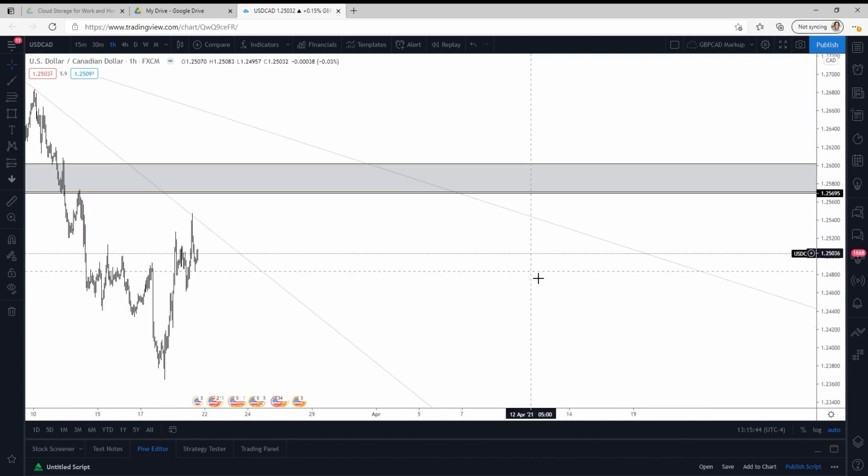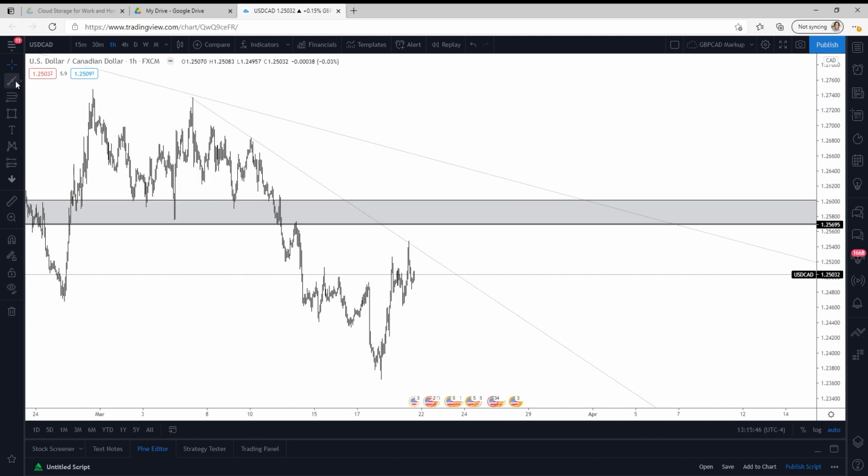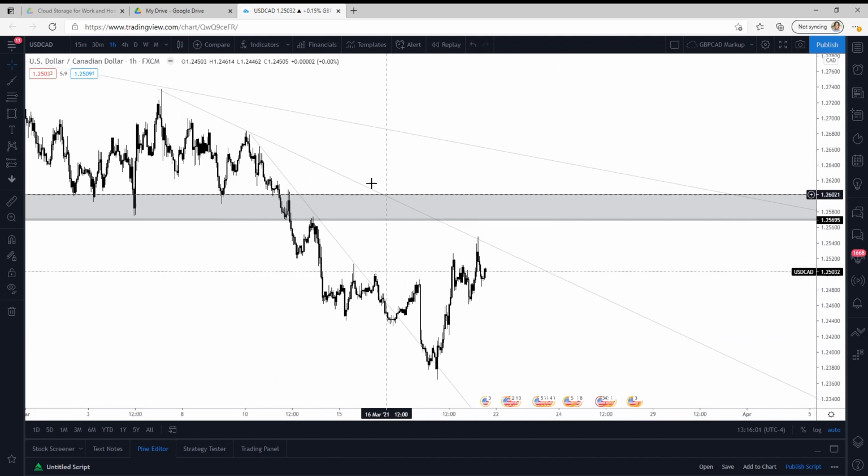But there was one in the past. So I'll take it from... actually, hold on. No. Let's see. In the past, it was here. Yeah, in the past. So I'm drawing, and I match from this swing high to this swing high. And you see price never broke that trend line it rejected off of.